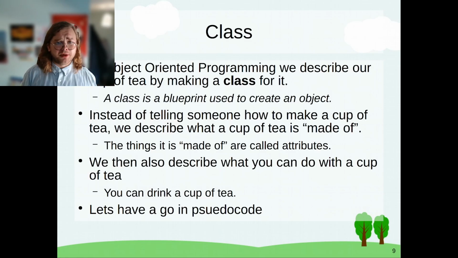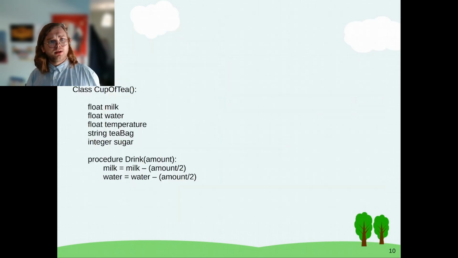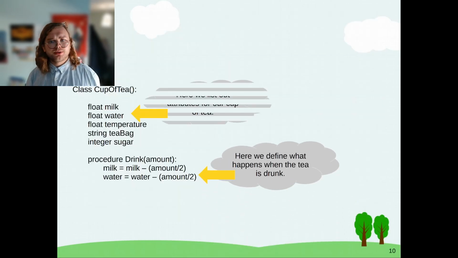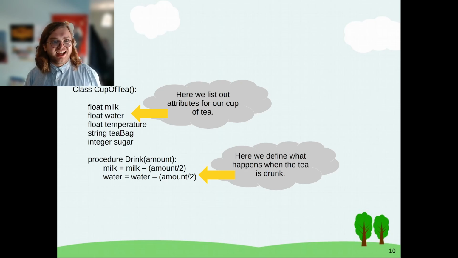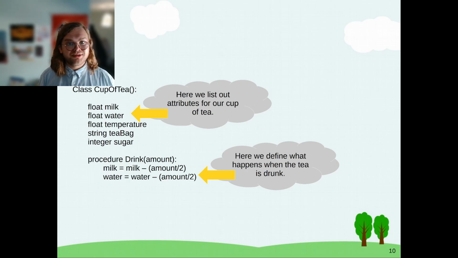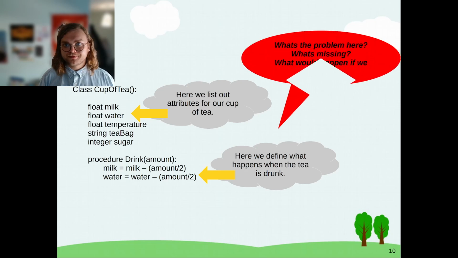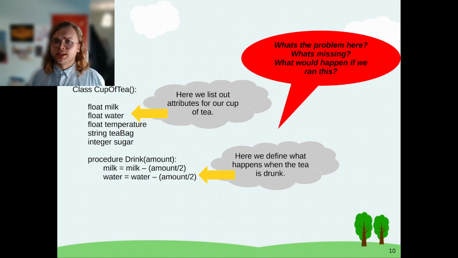So let's have a go in pseudocode. So if we look here, at the top, we list out attributes for the cup of tea. And at the bottom you can see there is a method to define how to drink a cup of tea. So here we'd pause to have a bit of a discussion on this and make sure that the class is all okay with this. But what's the problem here?